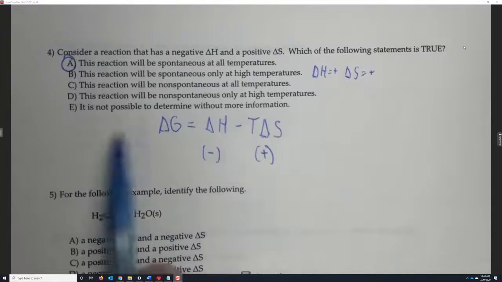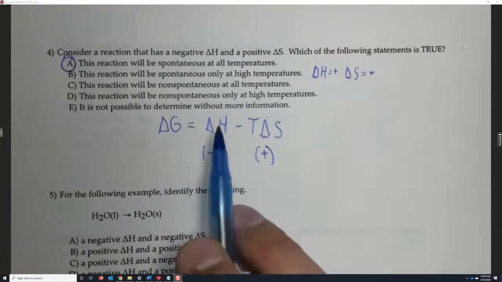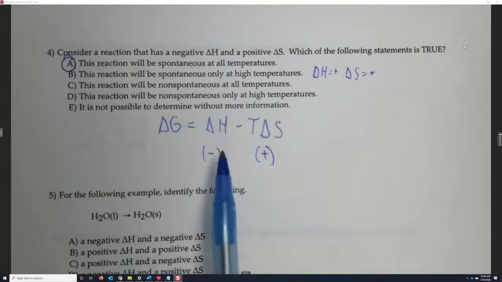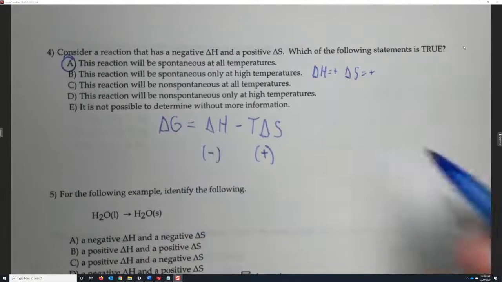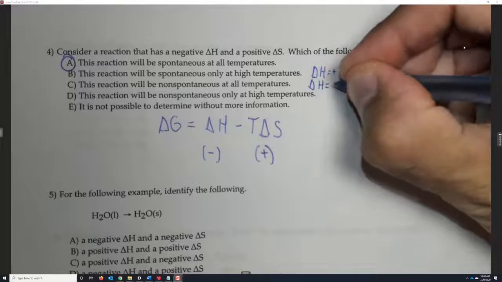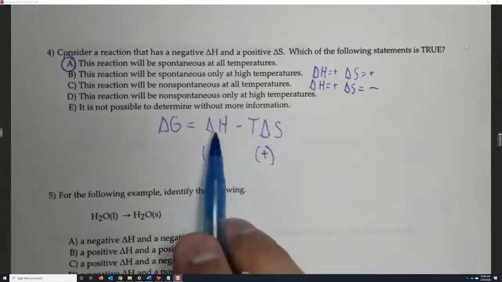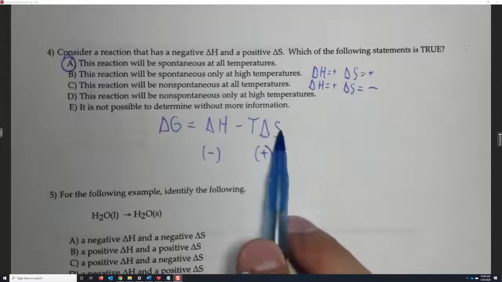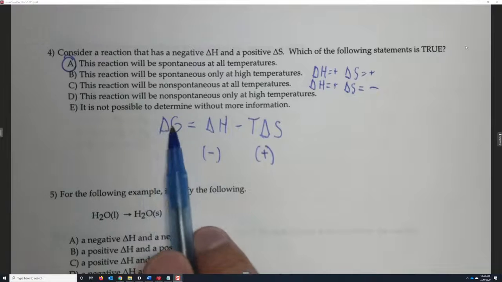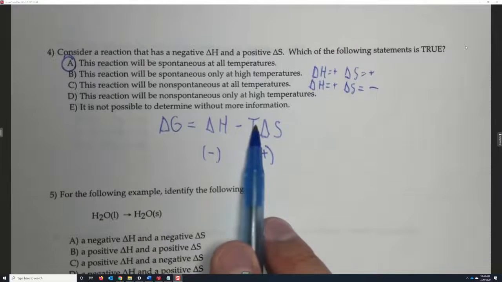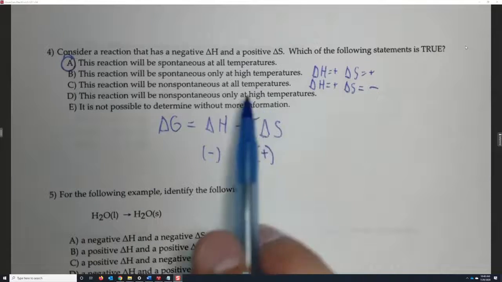The reaction will be non-spontaneous at all temperatures. When is it going to be non-spontaneous at all temperatures? This being positive. Well, if delta H is positive and delta S is negative, you're going to have a positive plus something, because you're going to have a negative times a minus. So you're going to have a positive plus something, and this will be positive independent of the temperature. So in this case, it's going to be non-spontaneous at all temperatures.